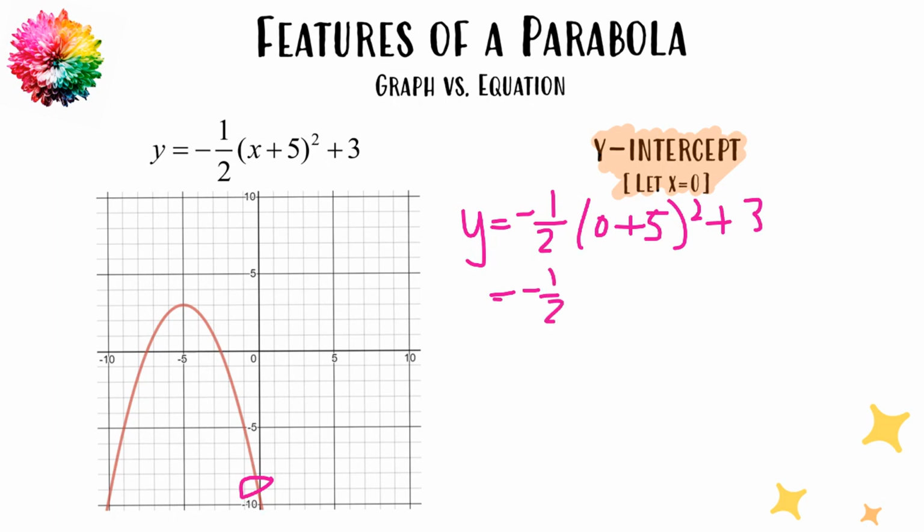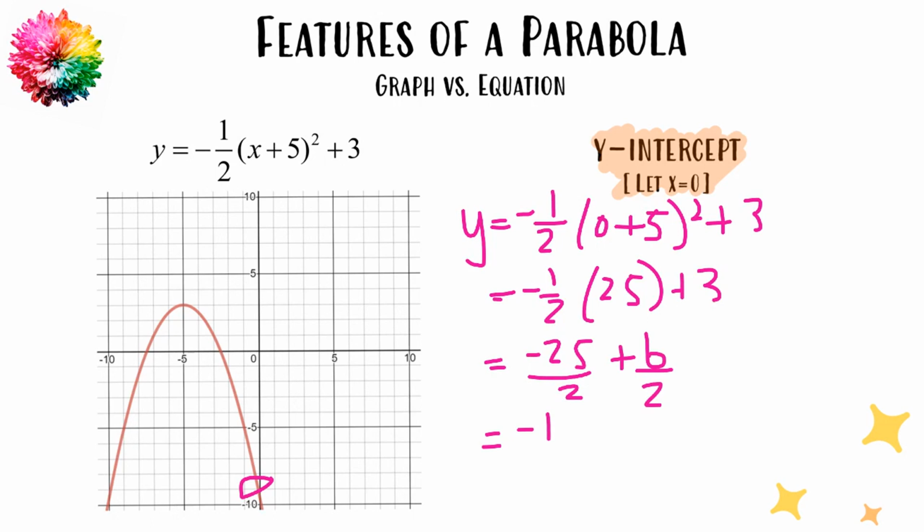So I'm going to get negative a half. 0 plus 5 is 5. 5 squared is 25 plus 3. This is going to be negative 25 over 2, and I'll just find a common denominator. So it's going to be 6 over 2, and I end up getting negative 19 over 2, which is very hard to visualize. So I am going to change that answer to a mixed fraction, which is going to be negative 9.5. So I believe that our y-intercept is at 0, comma, negative 9.5.